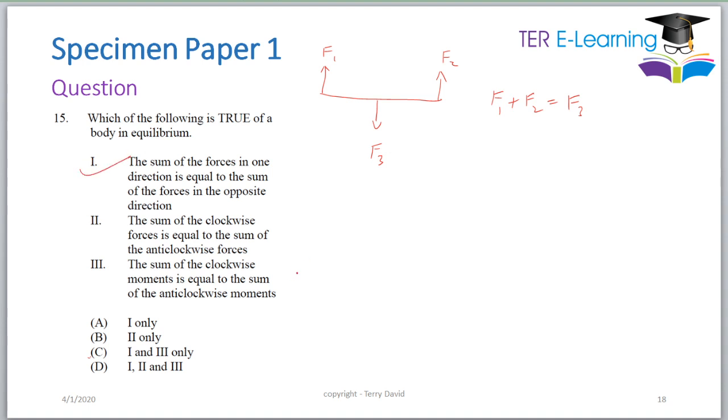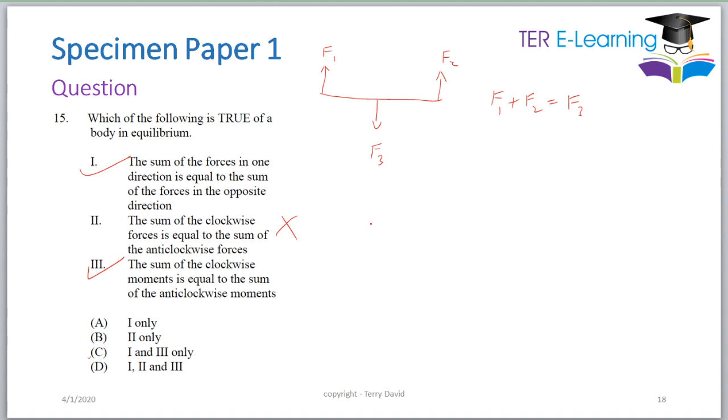The sum of the clockwise forces is equal to the sum of the anti-clockwise forces. Like I said, they can be very tricky with their questions. This is wrong, because are we talking about clockwise and anti-clockwise forces? We are talking about moments. So therefore, 2 is wrong. That shouldn't be there. Then if we look at the third one, the sum of the clockwise moments is equal to the sum of the anti-clockwise moments, right? So therefore, this is true.